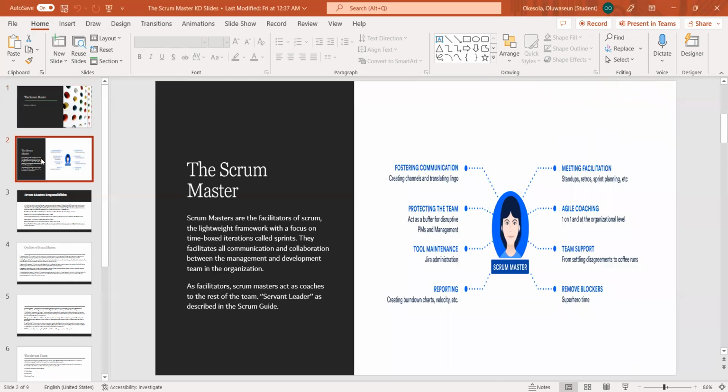Scrum Masters are the facilitators of Scrum. We call Scrum Masters servant leaders because as Scrum Masters, you serve your team and you also lead them. As Scrum Master, you do not lead by enforcing processes. Instead, you lead by influencing the team. Therefore, as a Scrum Master, you have no authority over the team.